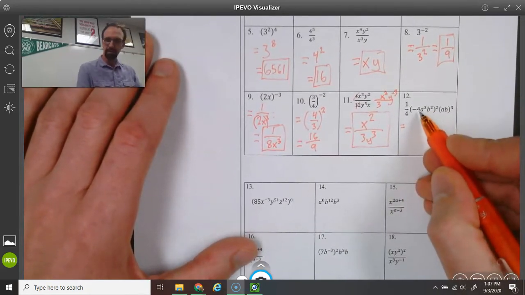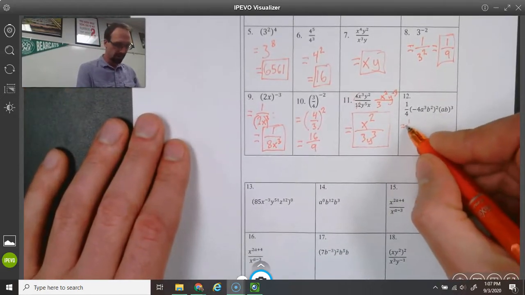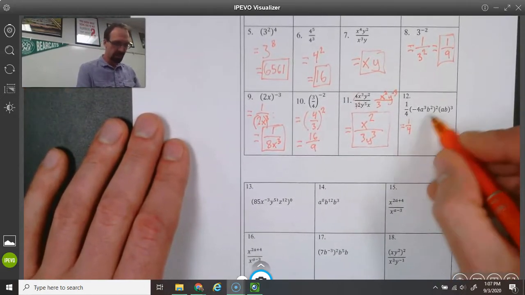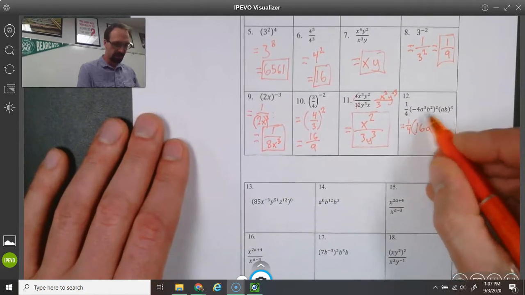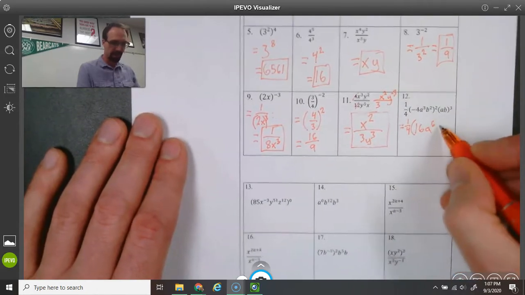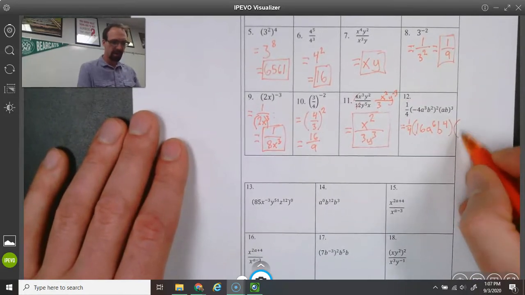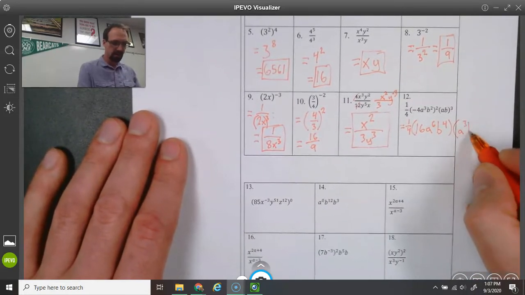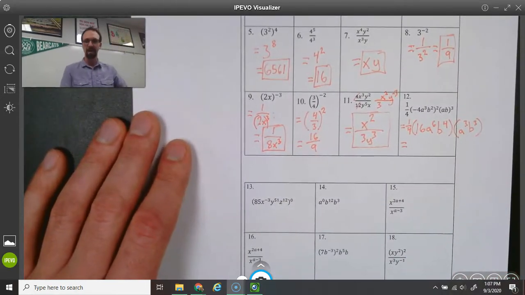-4 is in parentheses, so we resolve it as it is in the parentheses. So what we're going to have is 1/4. That stays out. And then that -4 is going to become 16 because it's squared. A to the 6th because I have a power to a power property. B to the 4th. I'm going to go ahead and put the parentheses here. And then the same thing here. A cubed, B cubed. So now if I simplify this, I can combine my like terms.